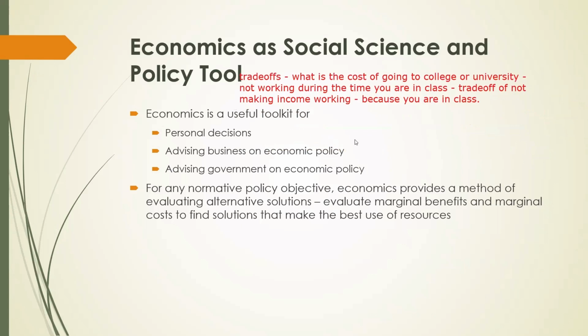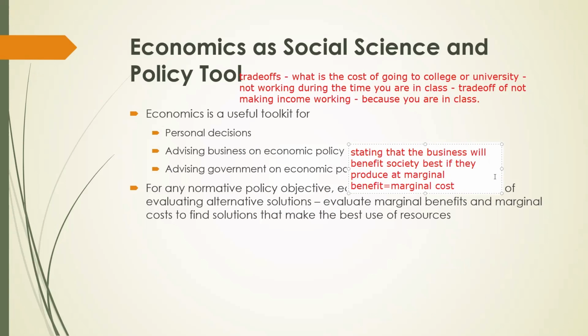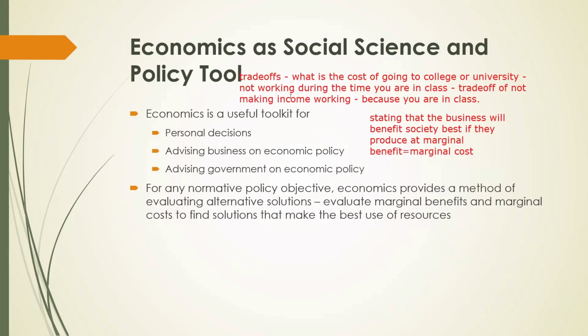And then advising business and economic policy. So you could advise a business and economic policy through stating that the business will benefit society best if they produce at marginal benefit equals marginal cost. And advising government on economic policy. So you could do that for both government and business. And then normative policy objectives, you can determine solutions by evaluating marginal benefits and marginal costs.